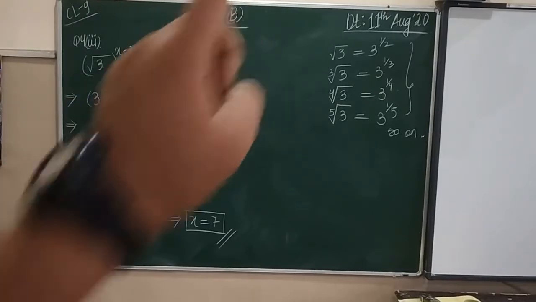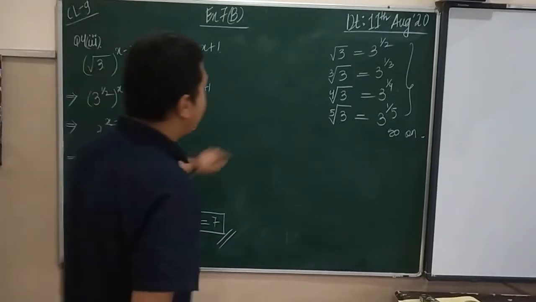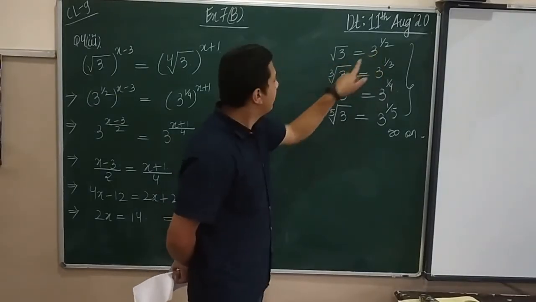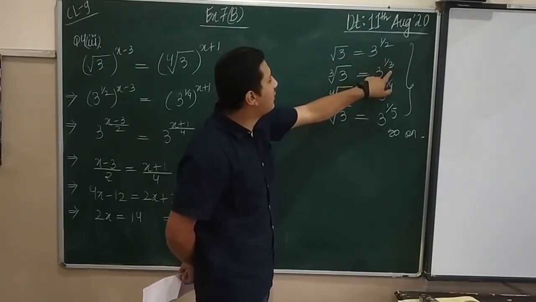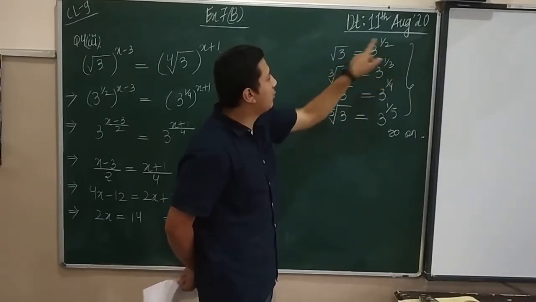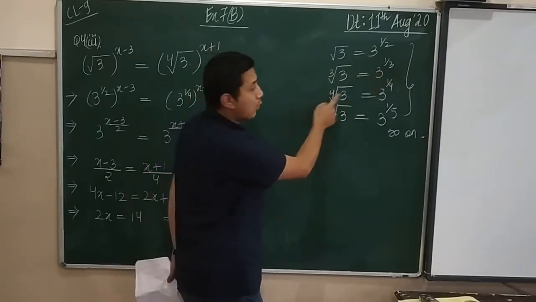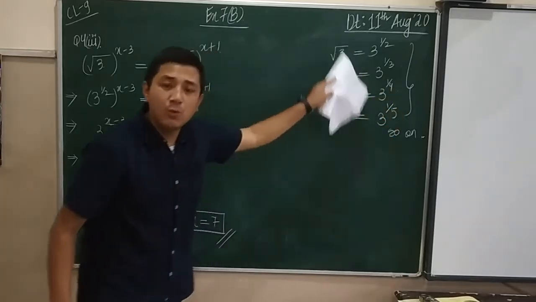Okay, if it is square root of 3, then its exponential form will be 3 to the power half. We know it, right? If it is root 3, it means 3 to the power half. If it is cube root of 3, then 3 to the power 1 by 3. Square root means 1 by 2, cube root means 1 by 3, fourth root means 1 by 4, fifth root means 1 by 5, and so on.